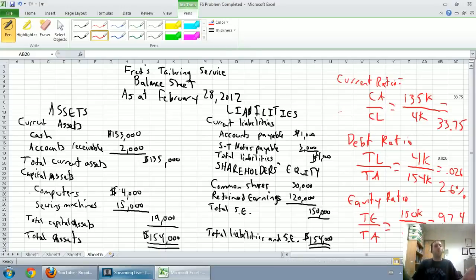Alright, so we've done a bit of financial statement analysis, we've done financial statement preparation. I hope that you're more comfortable looking at and using financial statements. Future videos I might get into some more complex versions of financial statements, but this should be a good foot in the door.